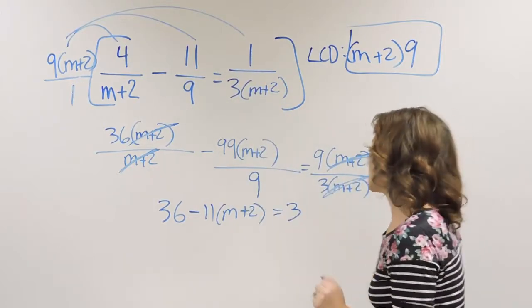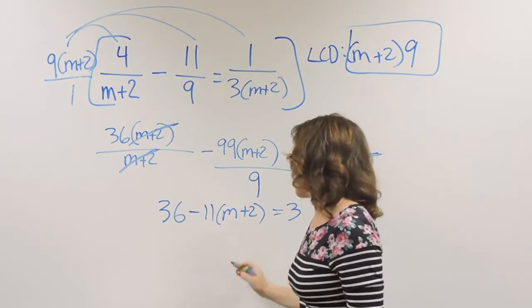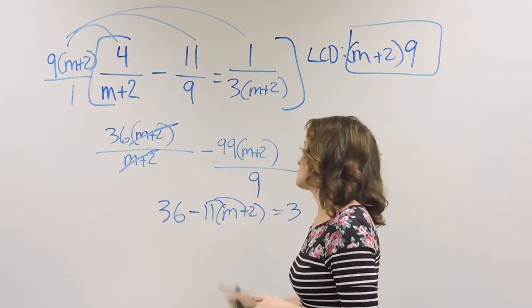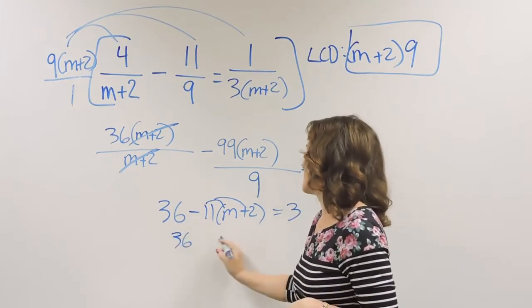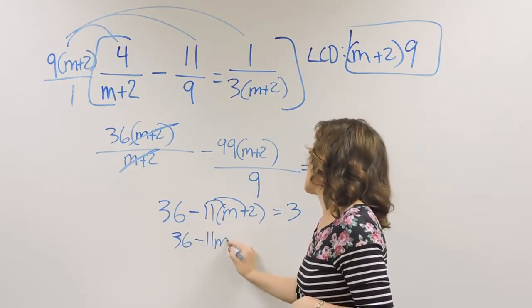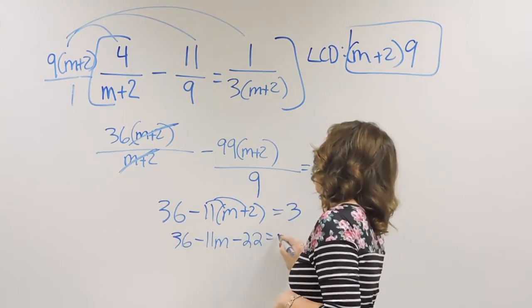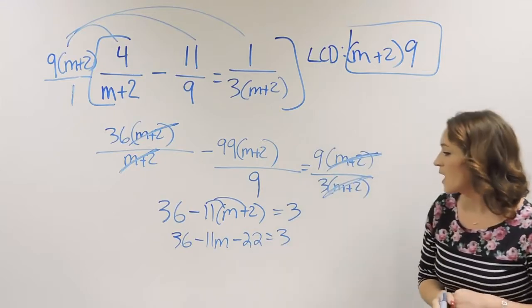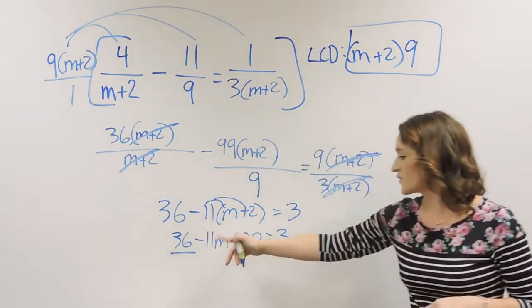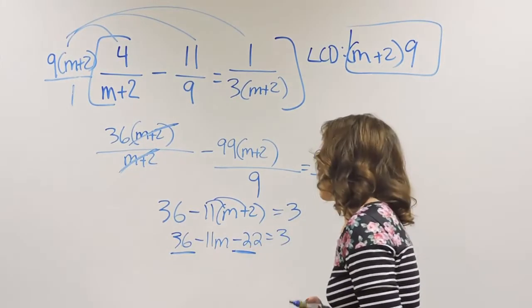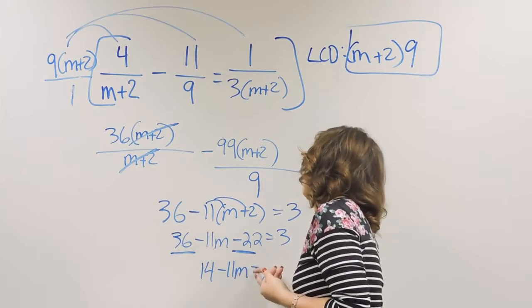So if I'm solving this equation here, we're solving for m, so we still have a little bit of simplifying left to do, starting with distributing that negative 11. So I'm going to drop down 36. Negative 11 times m is negative 11m. Negative 11 times 2 is negative 22. And that all equals that 3. We do have some like terms over here. We can go ahead and combine the 36 minus the 22. And when we do that, we're left with 14.